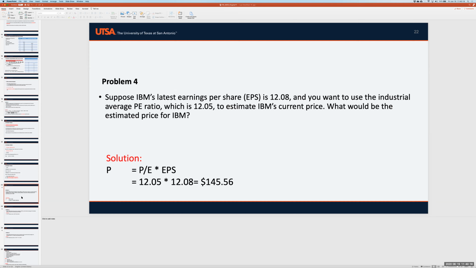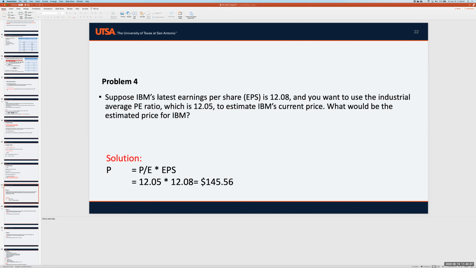So let's solve a quick question. Problem 4. Suppose IBM's latest earnings per share is 12.08, and you want to use the industrial average PE ratio, which is 12.05. So just calculate the IBM current price. How can we calculate that? It's already given, the industrial average PE ratio. This is the industrial average PE ratio here, right? And you know the EPS. What is the EPS? Earnings per share.